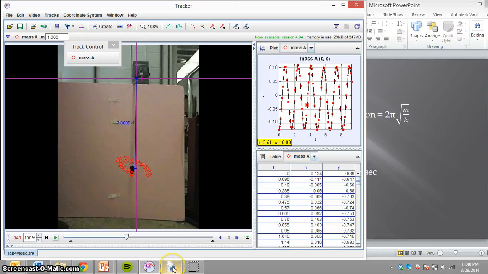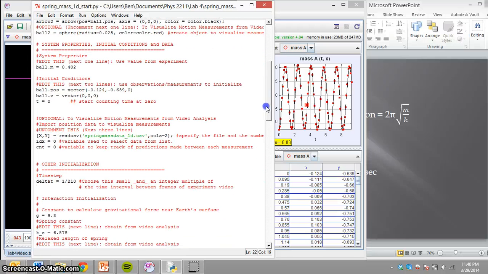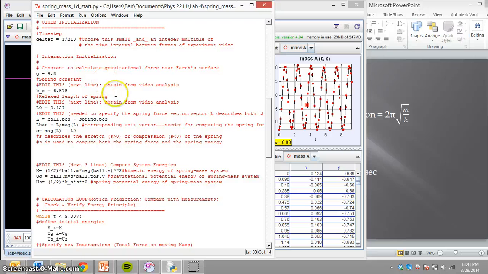Okay, so now we have to go to our VPython code and change a couple things. The mass of our object is 0.402 kilograms, and our starting position is negative 0.124 and negative 0.639. And the velocity is 0 because it starts from rest. So we move down, and gravity is 9.8, and here's where we have to find the k.